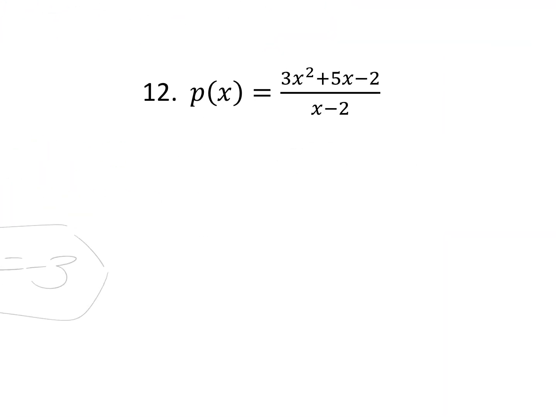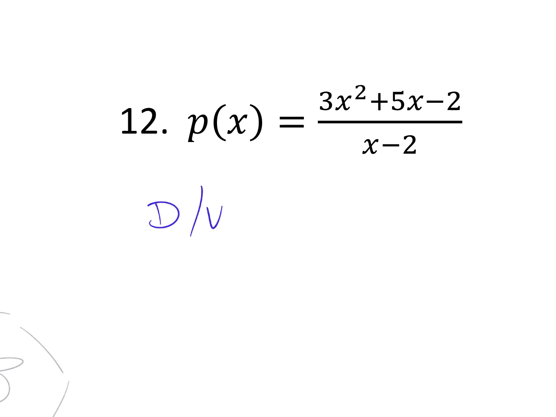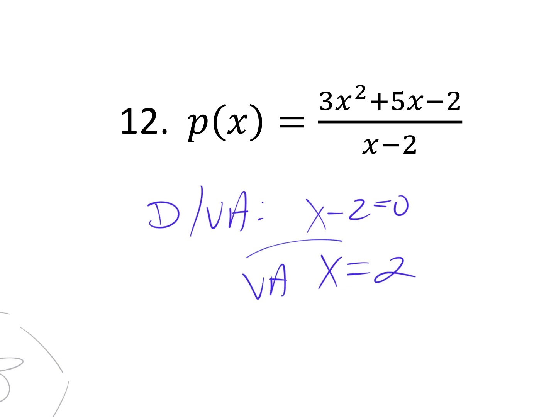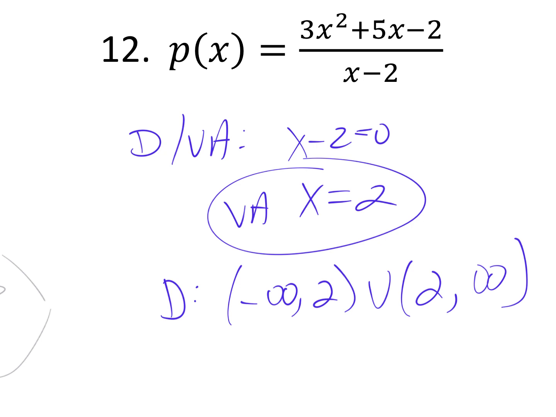All right, vertical and domain. Where do I look again? The denominator. Denominator and vertical asymptote. So I have x minus 2 equals 0. X equals 2 is my vertical asymptote. My domain is negative infinity to 2, union 2 to infinity. Yeah. Okay.